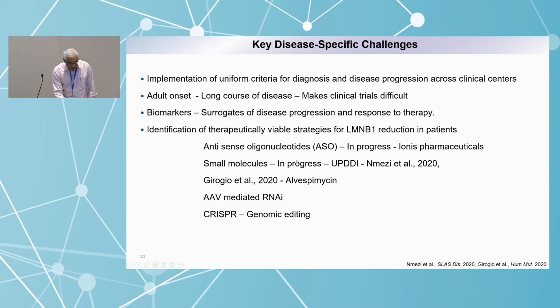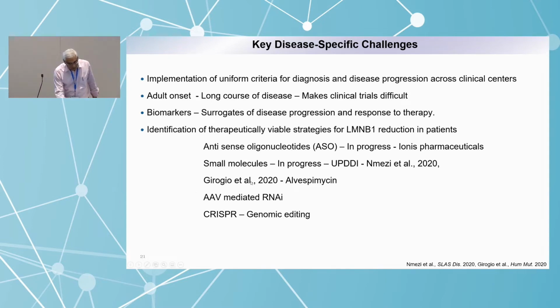We are working with Ionis Pharmaceuticals to develop antisense oligonucleotides to downregulate lamin B1 expression. We have also conducted a large small molecule screen for compounds that can reduce lamin B1. We have some really promising targets that we now want to try in vivo.